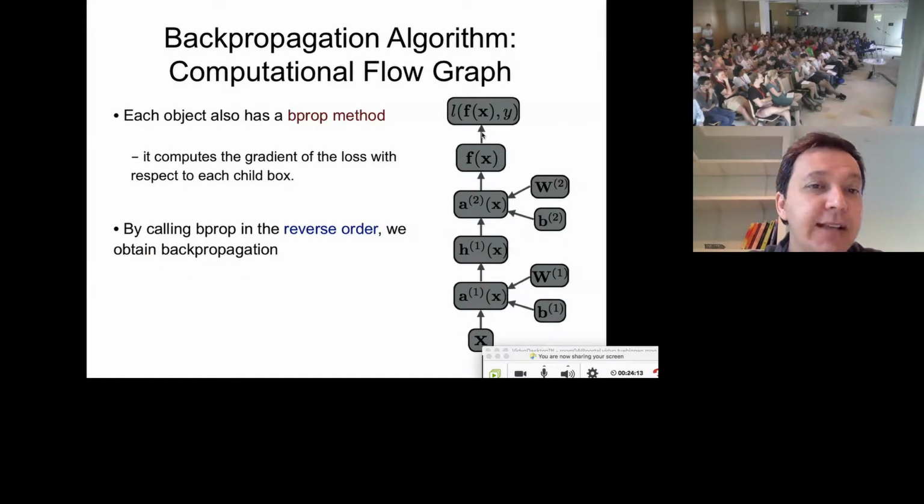And whenever you compute the gradients using the backpropagation method, you're essentially just making use of the chain rule. So you compute the gradient of the loss function with respect to each child box, meaning that you take this loss function, you compute its gradients with respect to f, and then you compute the gradients of f with respect to its pre-activation, and then with respect to the hidden variables and such.